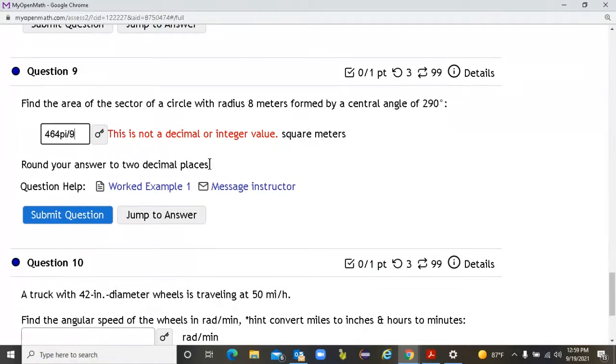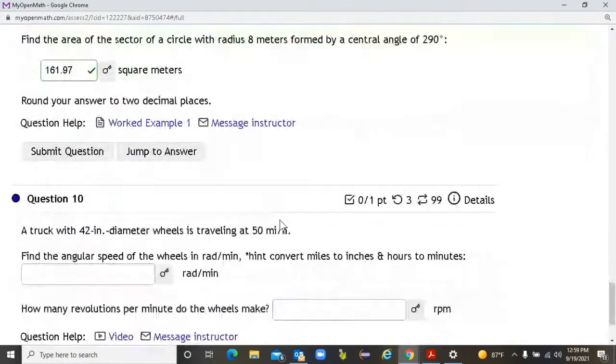Oh, well, never mind. I didn't read. It says very clearly right here it wants it to 2 decimal places. So let me do times pi in my calculator. And this is 161.966, so that would make it 161.97, and that's in square meters.